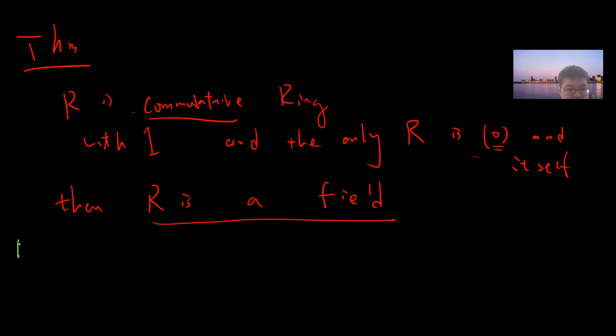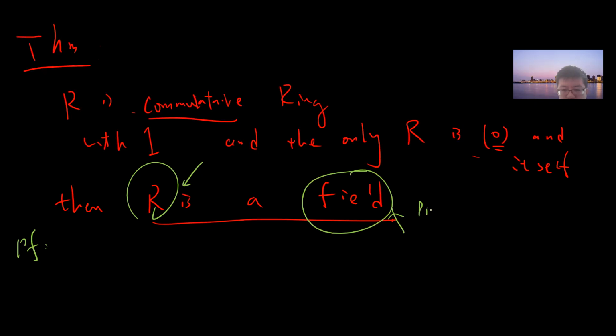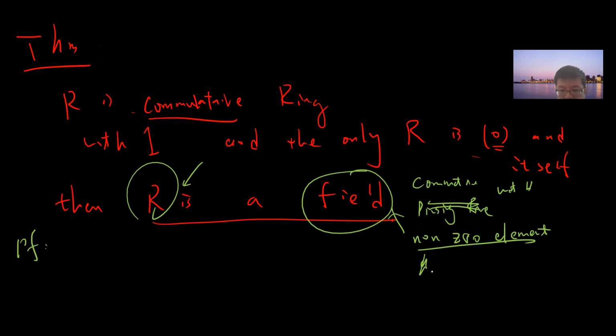Okay, so let's prove it. In order to prove it, remember the field, right? A field is a commutative division ring, I should say a commutative ring with unit in which every non-zero element has an inverse. So all we need to show is that every non-zero element has an inverse, then we prove it is a field.